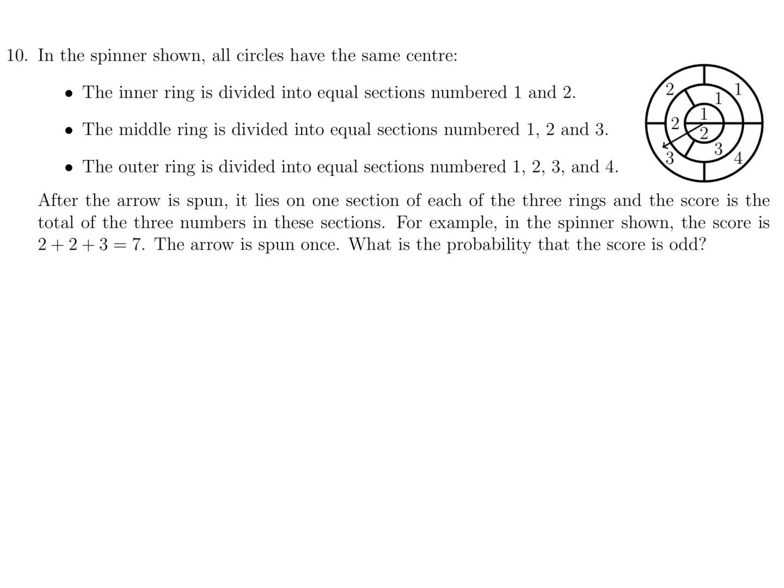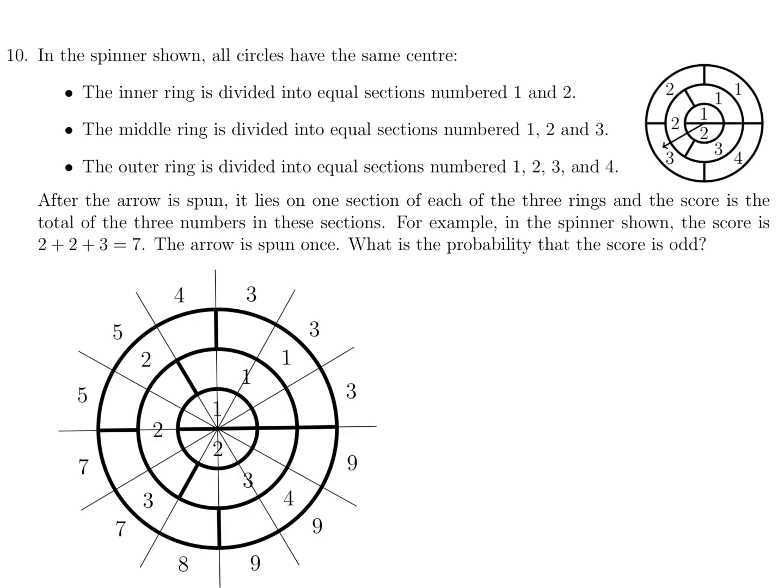After the arrow is spun, it lies on one section of each of the 3 rings, and the score is the total of the 3 numbers in these sections. For example, in the spinner shown, the score is 2 plus 2 plus 3, which is 7. The arrow is spun once. What is the probability the score is odd?